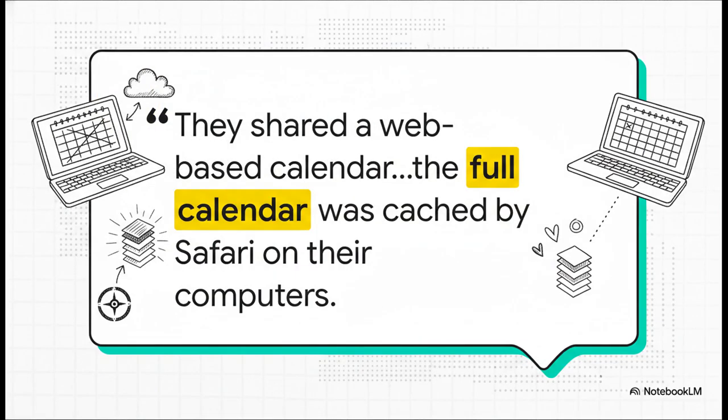Two colleagues were suspected of having an affair. They were smart enough to avoid using company email. Instead, they used a web-based calendar to coordinate their meetings. Their big mistake? They had no idea that Safari had cached a complete copy of that calendar on both of their work computers. It created a perfect, undeniable record of all their secret plans.